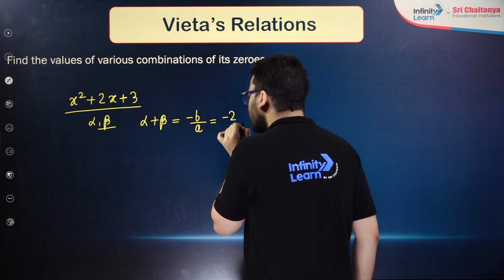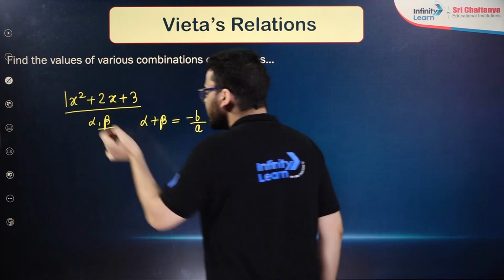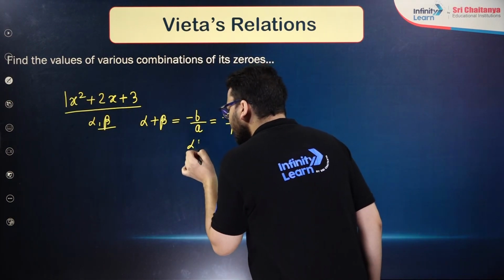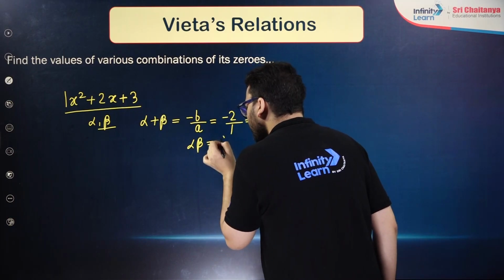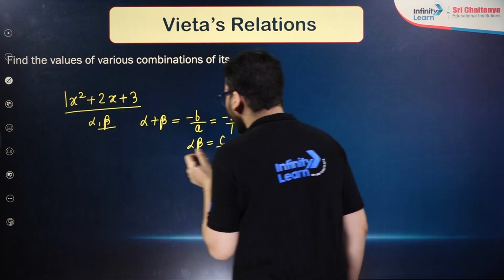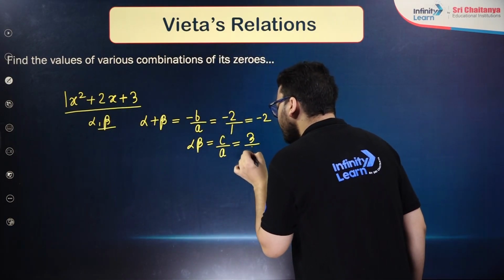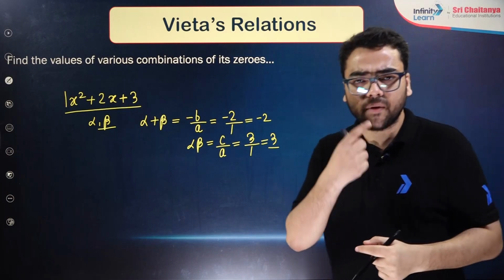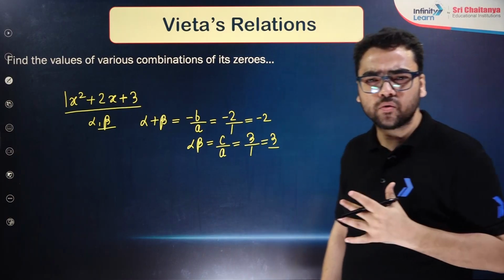So that is minus 2 upon a, the coefficient of x square. And then alpha beta is what? C by a. That you know already. So c by a is what? 3 by 1, which is 3. Fine. Now there can be many questions on this. I'll just take 1 or 2 questions.